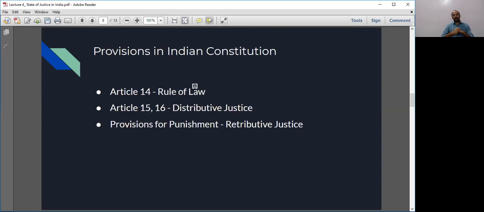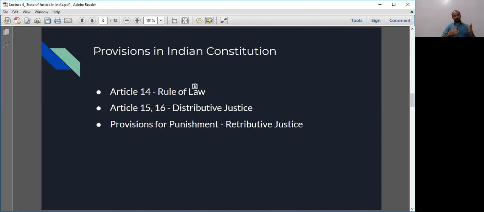Now, when we look at the provisions in Indian Constitution, we see that under Article 14 there is rule of law. Rule of law has two different aspects to it. Number one is equality before law, and number two is equal protection of law. Again, we will talk about these in detail. कि what's the difference between equality before law और equal protection of law? इन दोनों में basic अंतर क्या है? ये हम लोग देखेंगे regular class में. But I'm just giving it here for the note कि आपके mind में रहे.